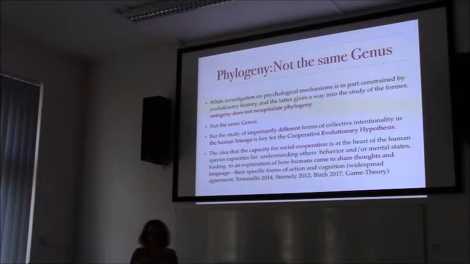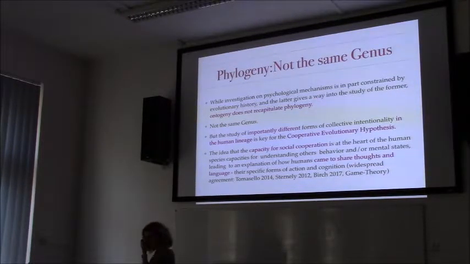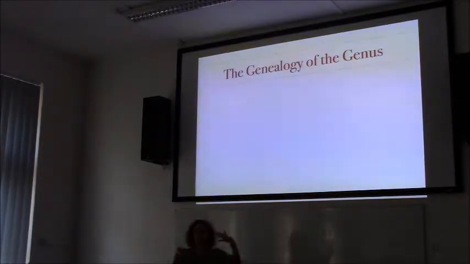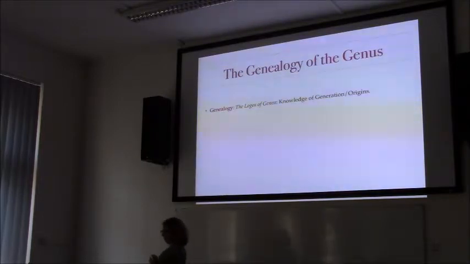And what is this? We heard this morning about it. The idea that the capacity for social cooperation is at the heart of the human species' capacities for understanding each other's behavior and mental states, leading to an explanation of how humans came to share thoughts and language, and thus an explanation of their specific forms of action and cognition. So, even if I think it would be a mistake to consider these other cases in the phylogeny as cases of the same genus, I think we can address the genealogy of the genus, which in Greek is the logos of the genea, the knowledge of generation, knowledge of the origins of the genus.